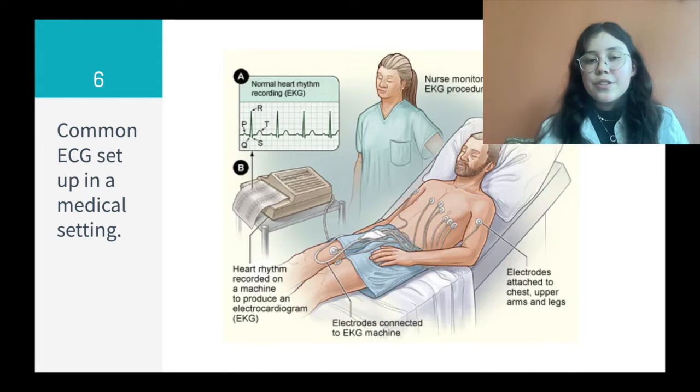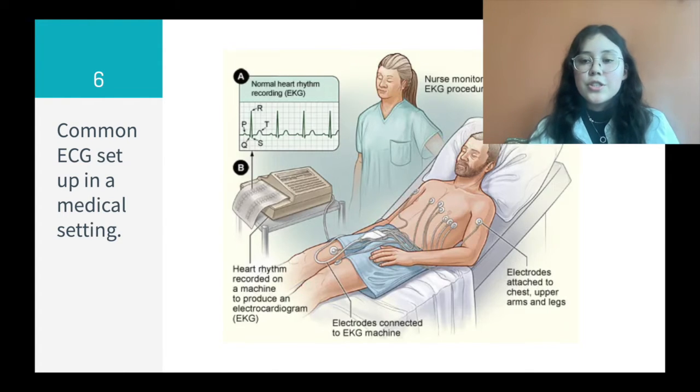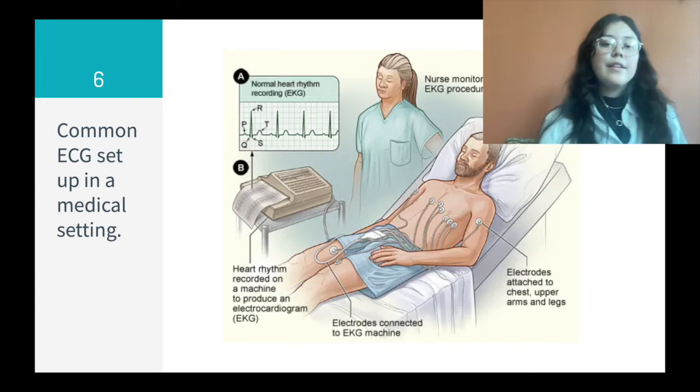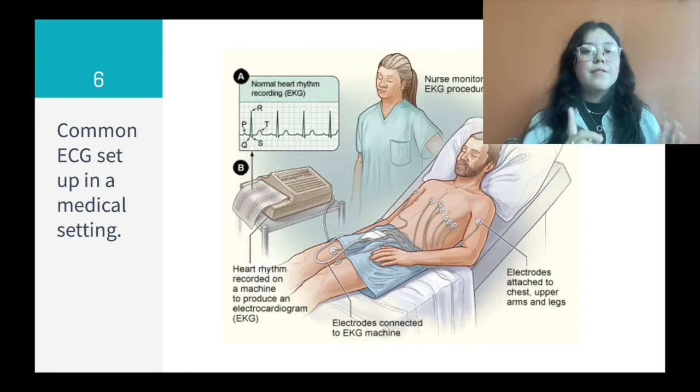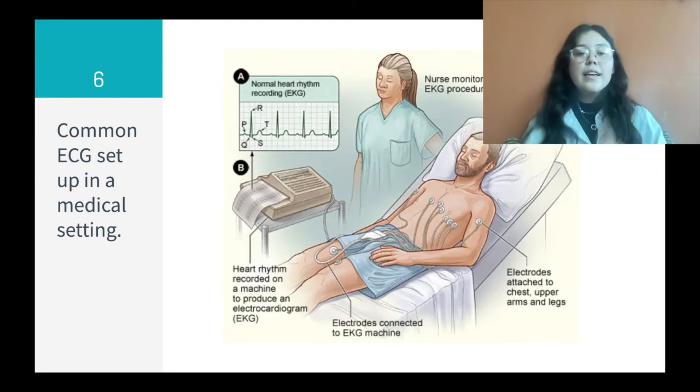So here is a common ECG setup in a medical setting. You have the nurse monitoring the machine, and you have the patient with different leads. Now, leads are described with the letter V, as in V1 through V12, and each lead takes those signals in different locations and puts them into an EKG reading. In this presentation, we're only doing one lead.